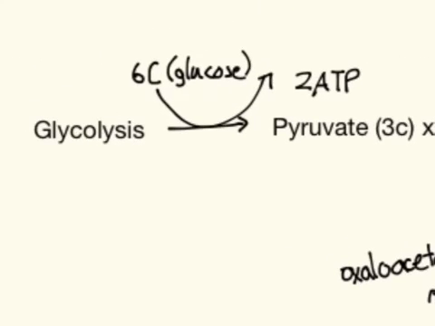The three main stages are the priming of reactions, which is simply getting the 6-carbon glucose and then attaching ATPs to it. 2 ATPs to make the reaction occur.